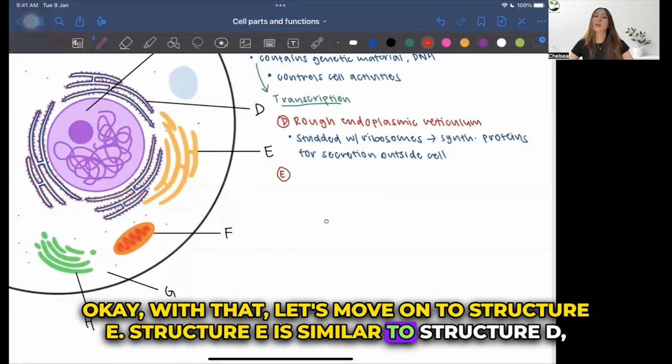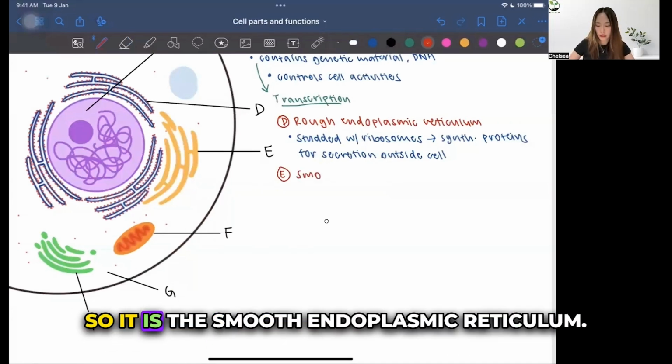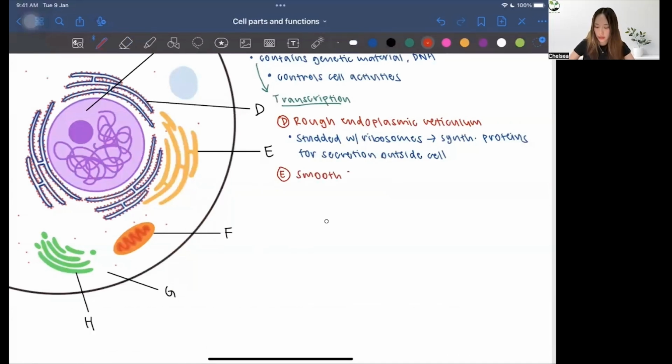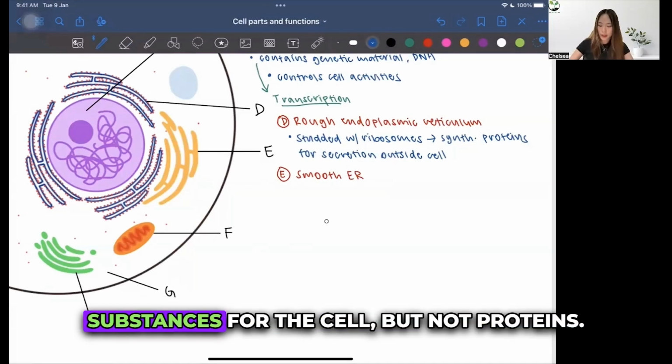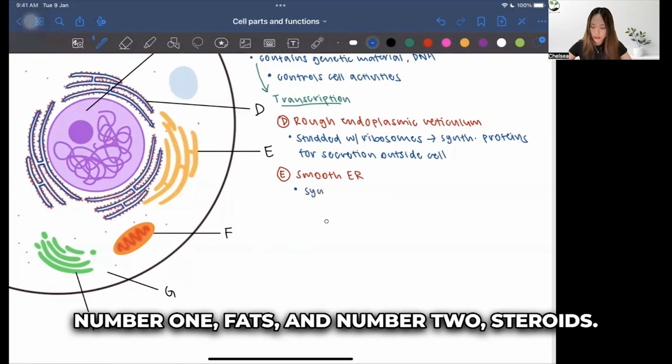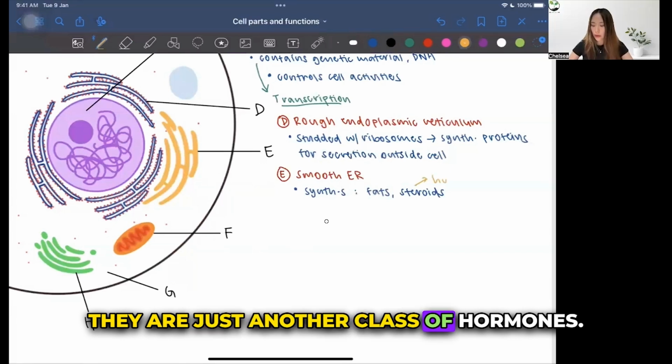Structure E is similar to structure D, but it is not studded with ribosomes. So it is the smooth endoplasmic reticulum. Our smooth endoplasmic reticulum also synthesizes substances for the cell, but not proteins. It synthesizes number 1, fats, and number 2, steroids. So what are steroids? They are just another class of hormones.